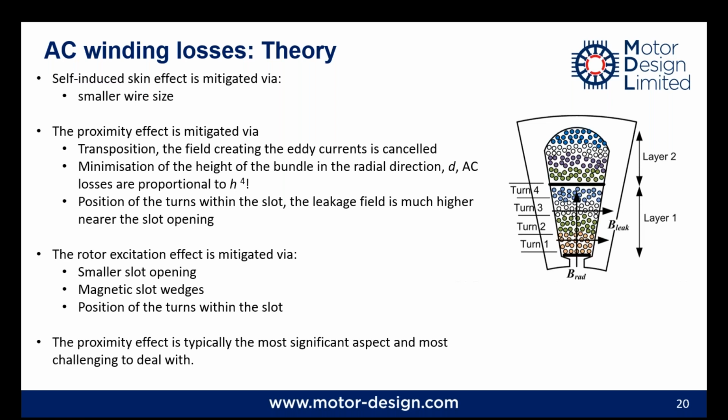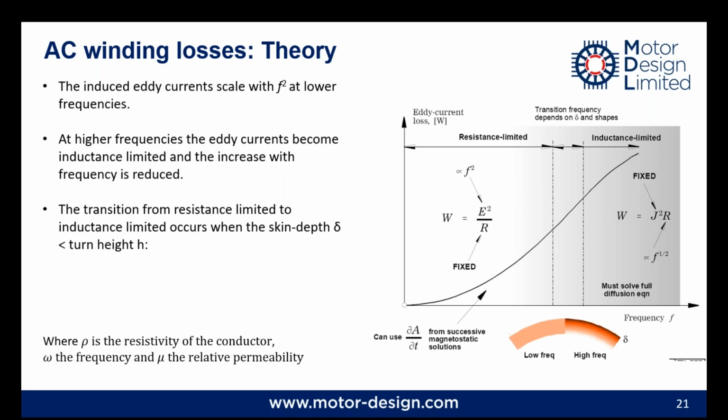The final thing that we talked about was the rotor excitation effect, and this can be solved by closing the slot opening or using magnetic slot wedges, and we can also again look at the position of the turns within the slots. Typically with machines that we see and we design and deal with, the proximity effect is the most significant aspect, and often the most challenging to deal with, and it's the one that we concentrate most on when we're doing the calculations.